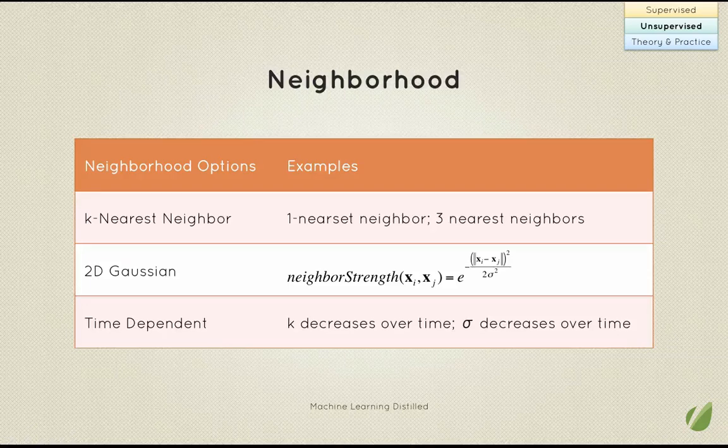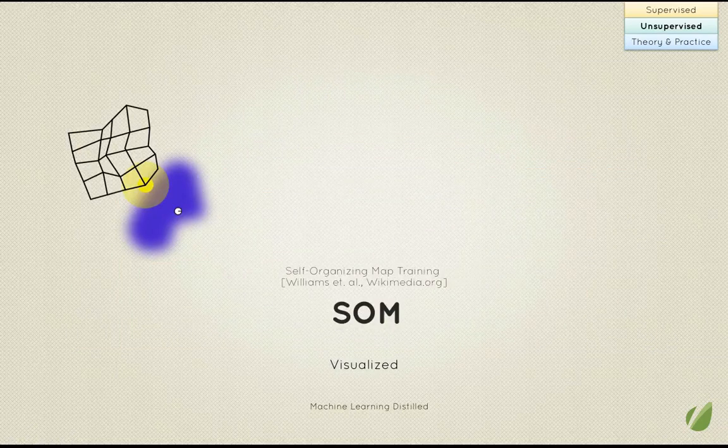That would mean that k decreases, or the sigma value for our Gaussian function decreases, so it gets more and more specific. Let's take a look at a visual overview of how the self-organizing map training process works. In this case, the blue area is the training data, and the small white dot is the current training sample that's drawn from this blue space.